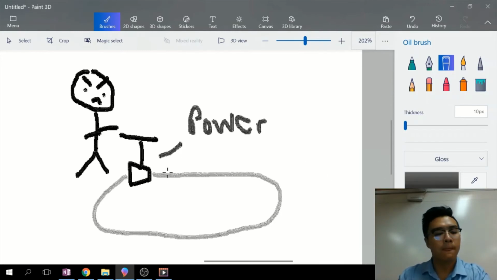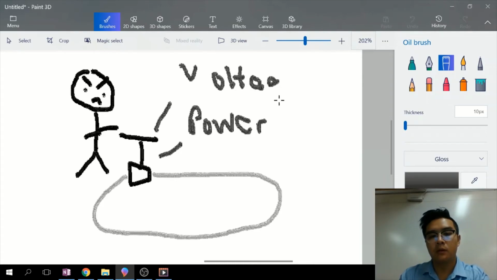So voltage is related to your power pack or your water pump. When I say voltage, it's how much pressure you're putting into your system to push the electrons or the water through your system. Now, what is current? Let's just say this. I'm going to put more pressure in here, so amp up the voltage, and I'm going to push water or the electrons through my system.